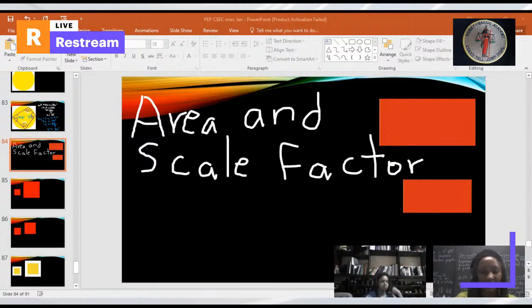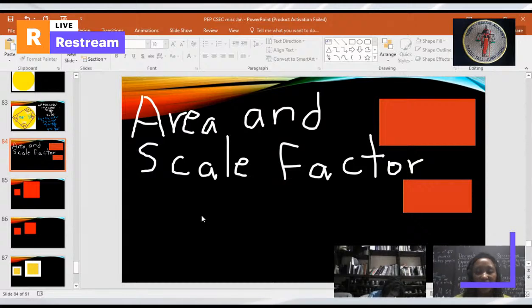So let's get started. We're looking at area and scale factor, and we're focusing on the square and the rectangle. The last topic by topic class that we did, we found the area of the square and the area of the rectangle, bearing in mind that a square is just a special type of rectangle. So now we're extending that topic and we're looking at area, but as it relates to scale factor.